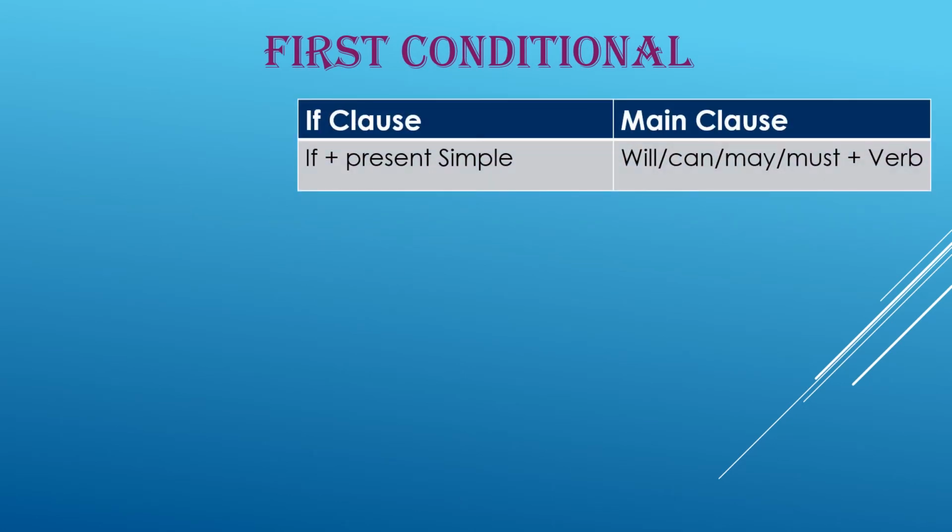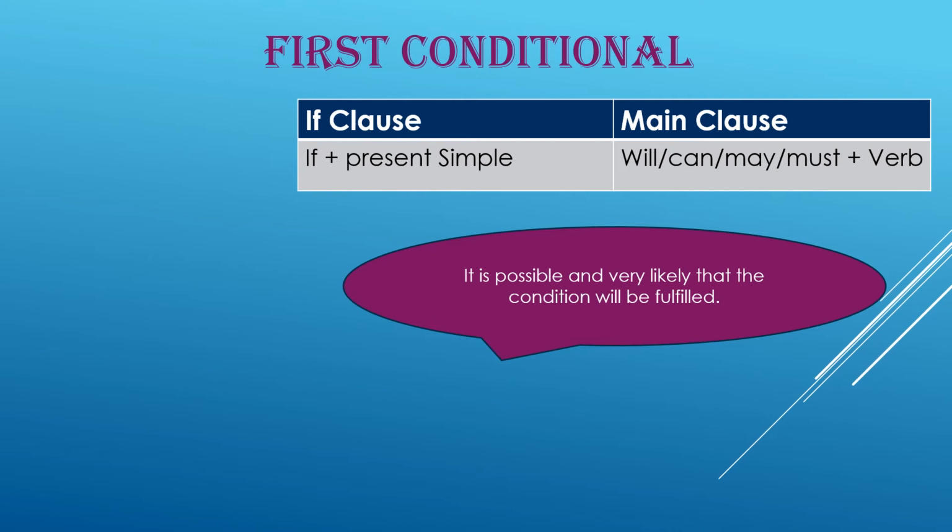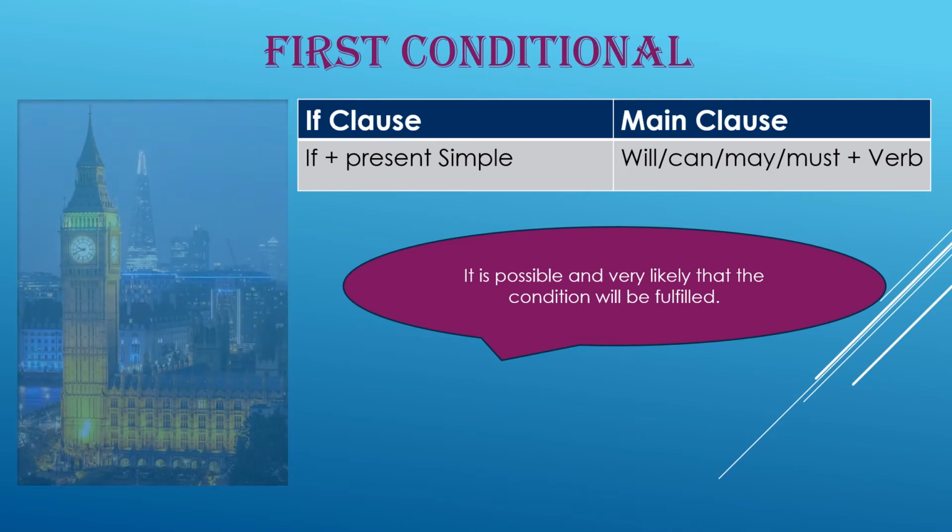Next comes first conditional sentences. In these sentences, the if clause is in the simple present tense, and in the main clause after the subject, we have to use the modals like will or can or may or must, and then comes the V1 form of the verb. And this type of conditional is possible and very likely that the condition will be fulfilled.